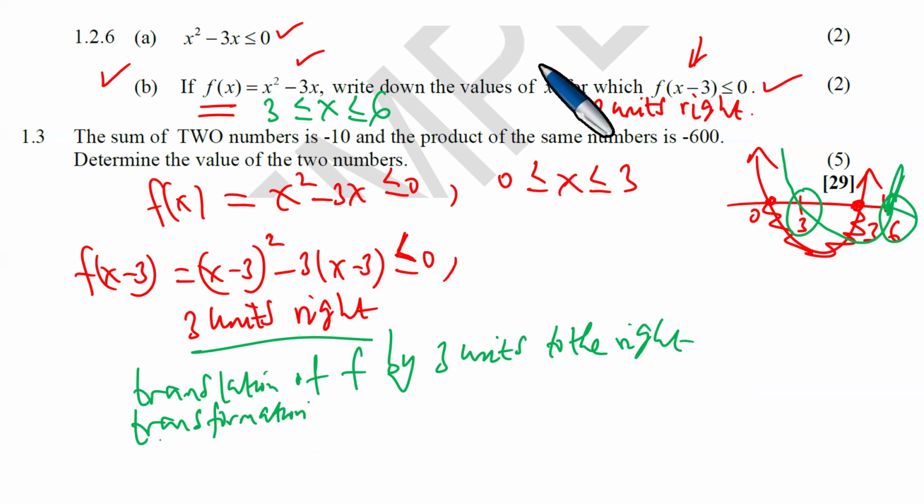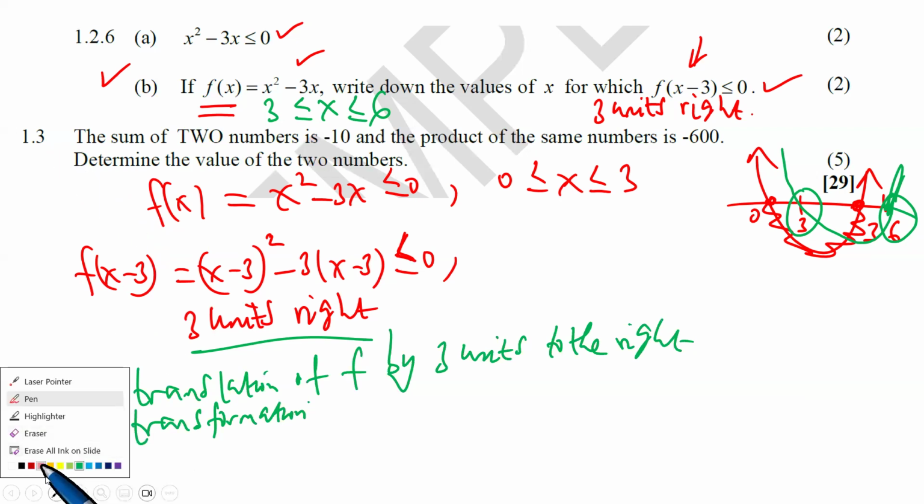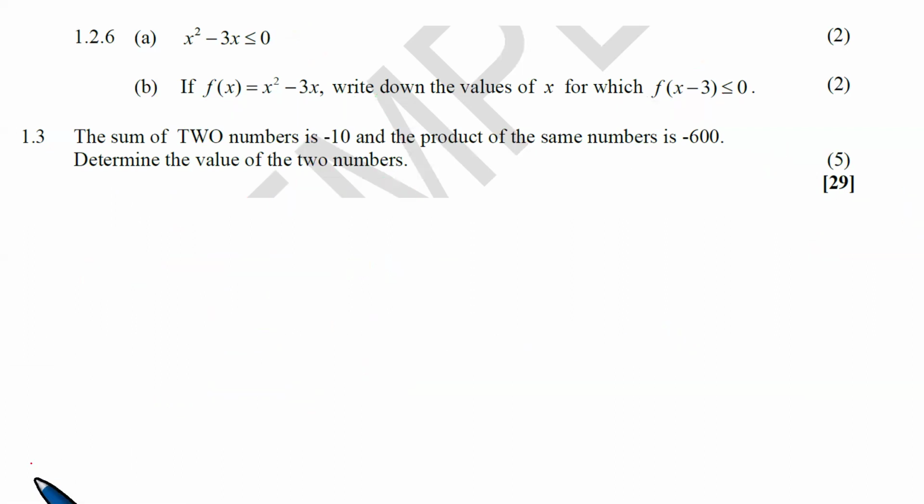Okay, so we look at the next point. To solve the next problem, we're going to look at 1.3. There are a couple of things that remain important. The sum of two numbers is minus 10, and the product of the same numbers is minus 600. Determine the value of the two numbers. You can guess this one is for 5 marks. They just have that one word problem, and they ask you to solve it.